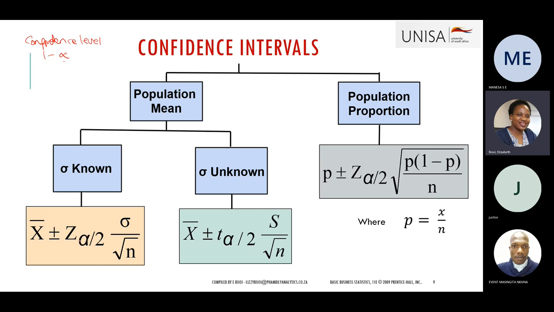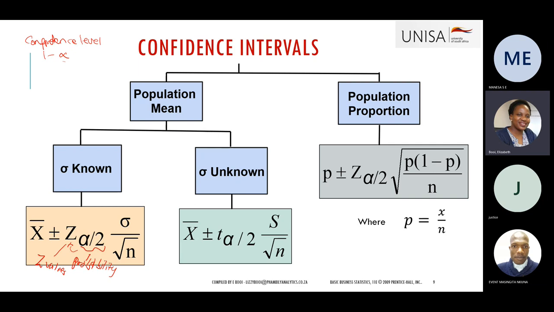So therefore, when we do alpha divided by 2, we're going to use this value as our probability on the table, and go find the Z value, and that will be your Z value on the table, and you multiply by the standard error. And we know that the standard error, when the population standard deviation is known, will be your population standard deviation divided by the square root of n.